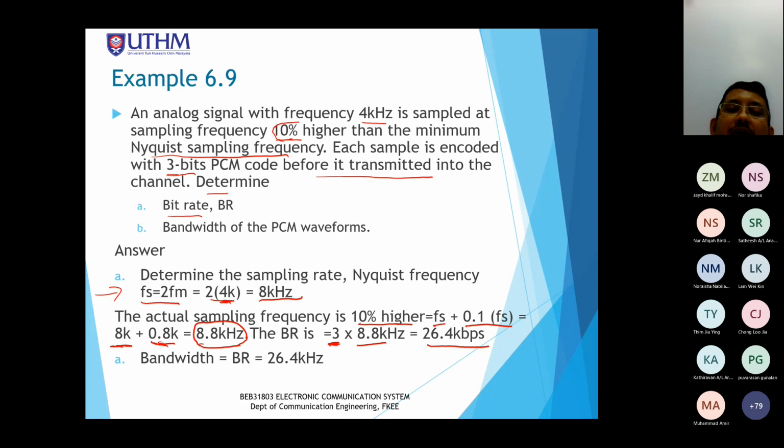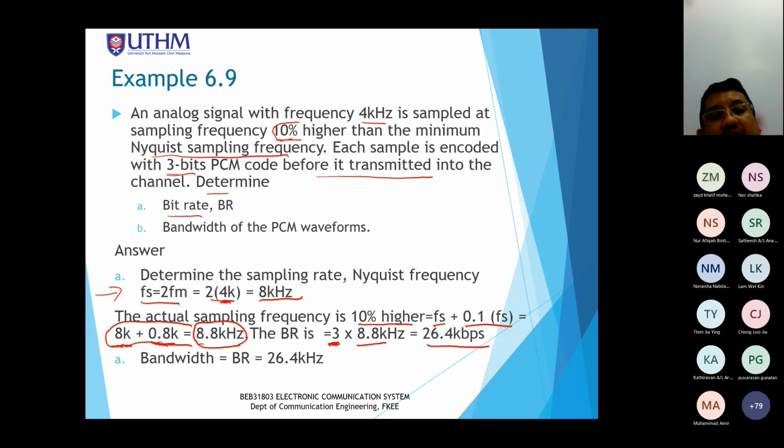About how many percent more than the sampling rate, they confuse these calculations. Remember that if it is 10% more or 20% more, we need to determine the minimum Nyquist rate first, then add the additional percent. So in this example it is 10%, so we get 8.8 kilohertz.